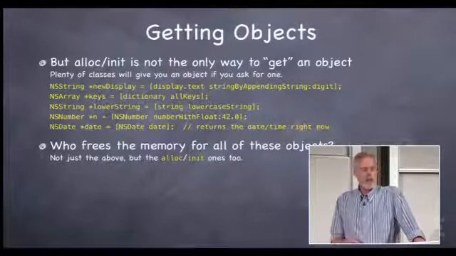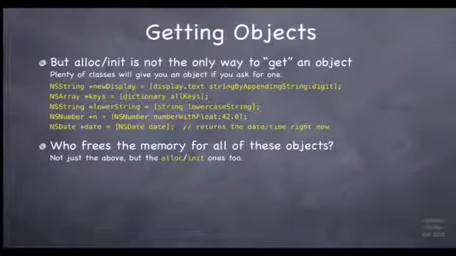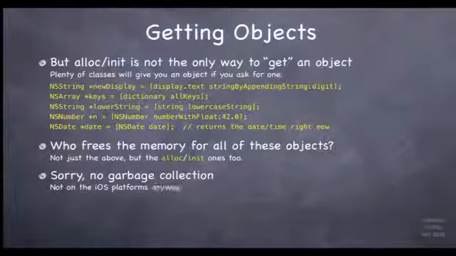The real question is, who frees all this memory? Who is responsible for freeing the memory that's being allocated for all these objects? Not just these ones above, but all these alloc init things. All right? No garbage collection. Said that before. So on some platforms, the memory is just garbage collected, right? Anything in the heap that doesn't have a pointer to it eventually gets collected, and that memory gets used. We don't have that here, okay? Not on iOS. On the Mac, actually, they do have garbage collection in Objective-C, but not on the iOS platforms.